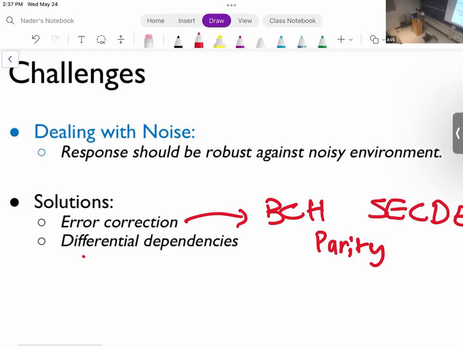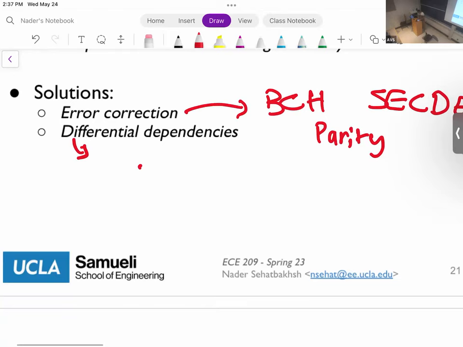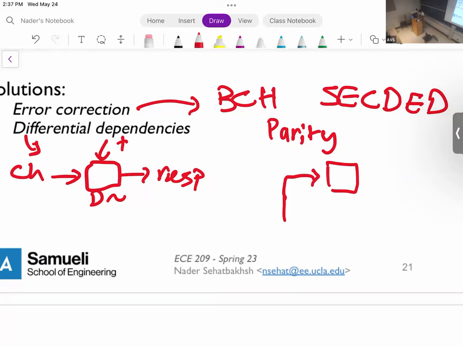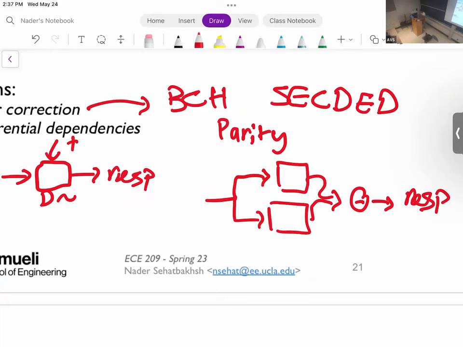The second thing that people do is using differential dependency. So the idea is this: if I have a PUF here, and if I send a challenge and get a response, since, for example, the temperature changes and the delay changes, right? What I can do is have something like this. I don't directly look at the response here. I'm replicating this twice and looking at the difference, okay? The reason that looking at the difference is helpful is that if, for example, the temperature rises, this one rises and this one rises, but the differential effect is almost zero, right? If both of them go up, the difference is still the same. If both of them go down, the difference is still the same.